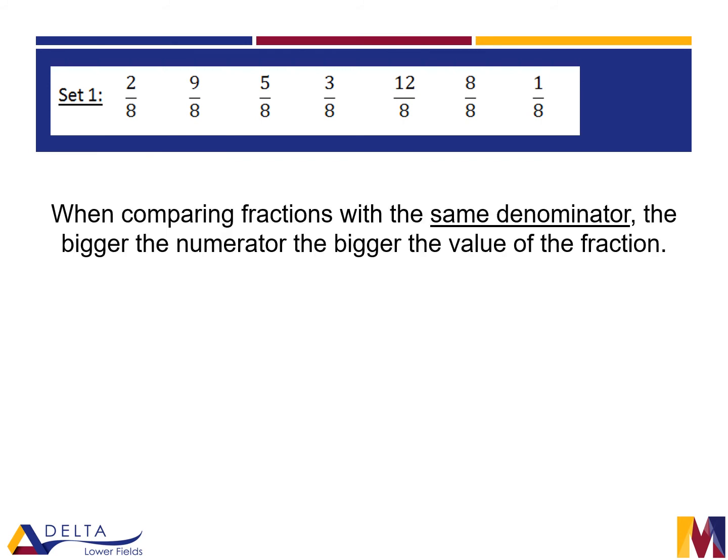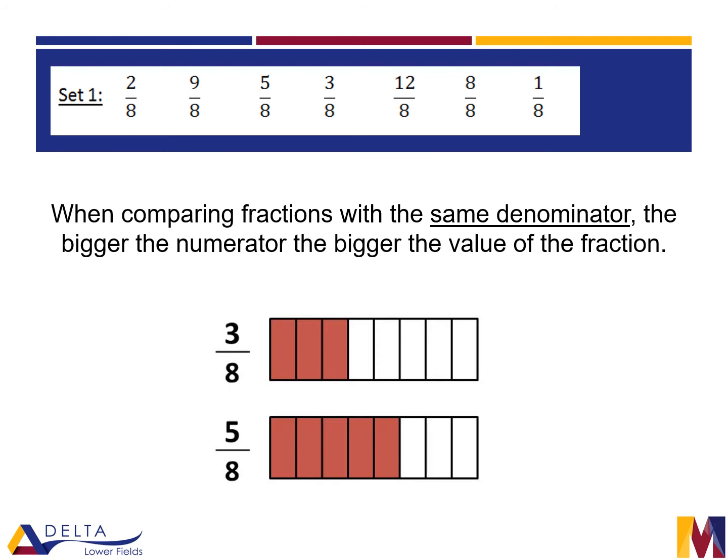So here's a generalization, a STEM sentence. When comparing fractions with the same denominator, the bigger the numerator, the bigger the value of the fraction. So, for example, 3/8 is less than 5/8. I've got the same denominator. If I've only got 3 of those things, then that's fewer than 5 of those things.